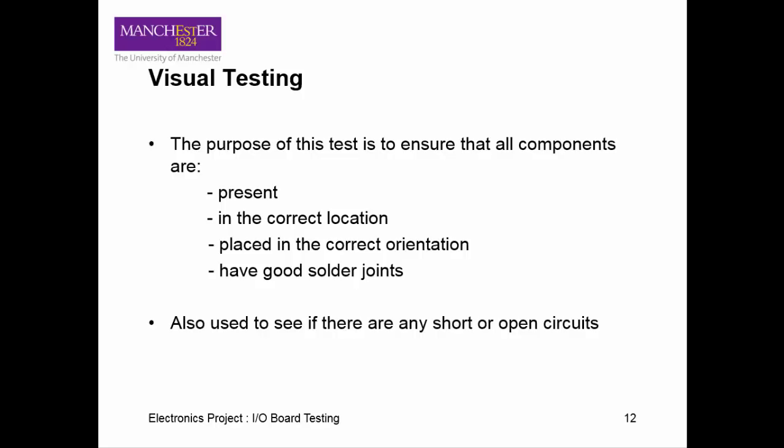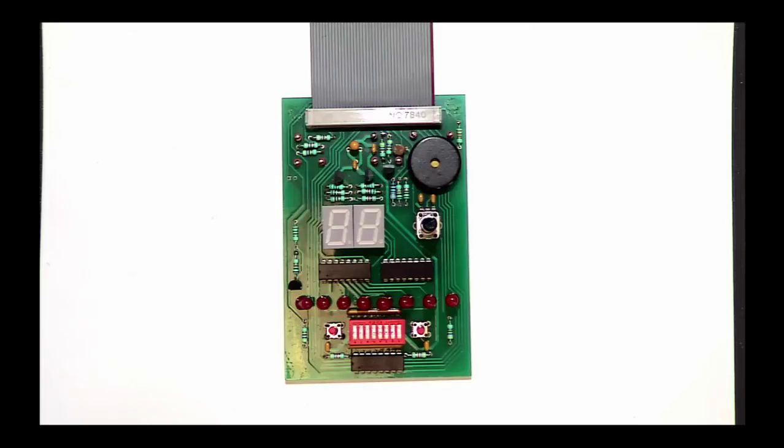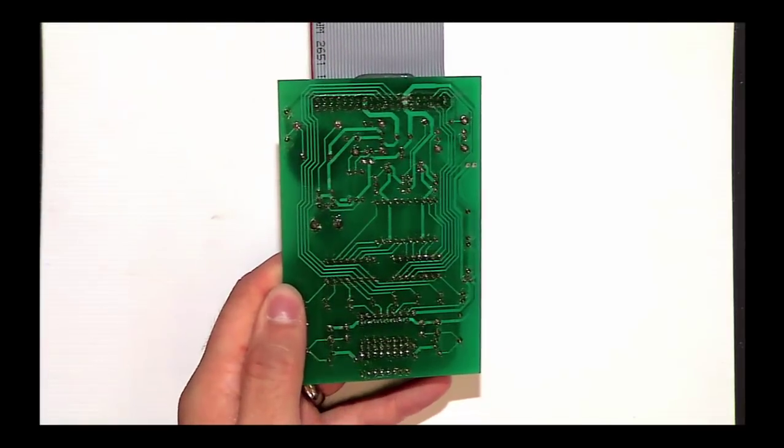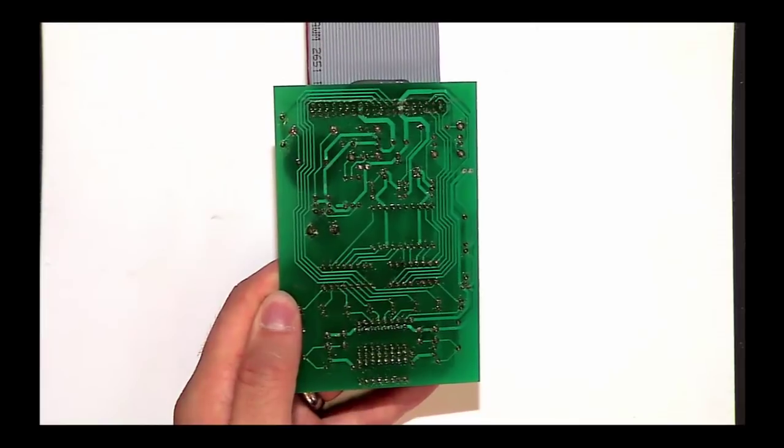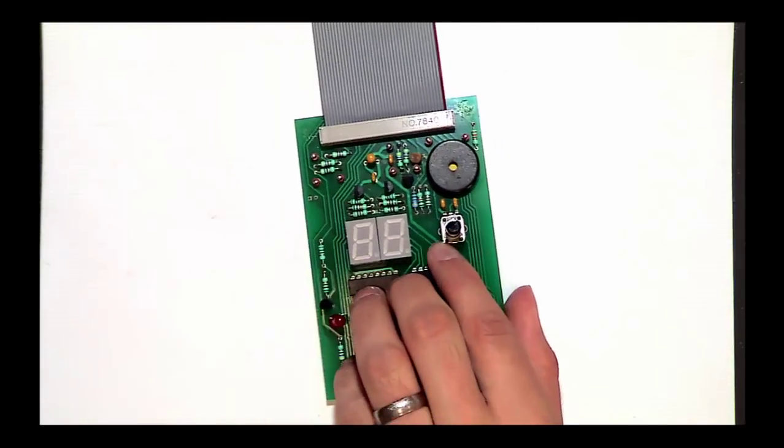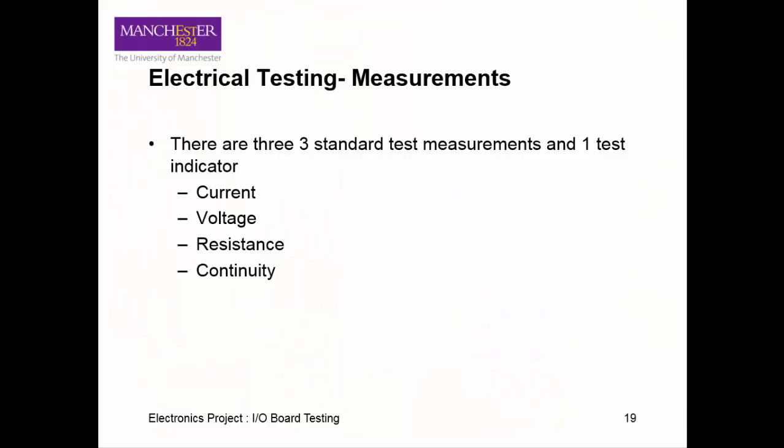The purpose of the test is to ensure that all components are present in the correct location, placed in the correct orientation, and have good solder joints. You should also be able to identify any obvious short circuits or open circuits. Visual inspection needs to be performed on both sides of the circuit, in conjunction with the schematic diagram, placement diagram, and routing diagram. Once you've completed the visual inspection, you can make a start on the electrical testing.